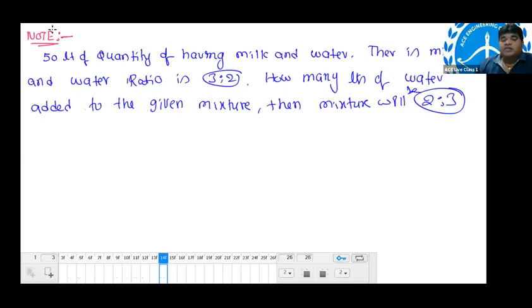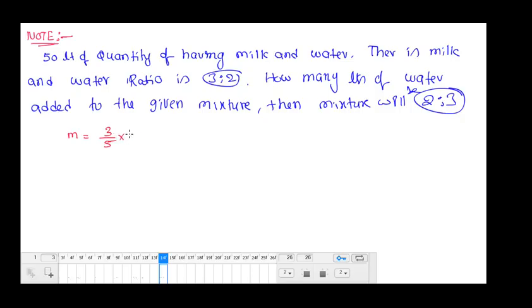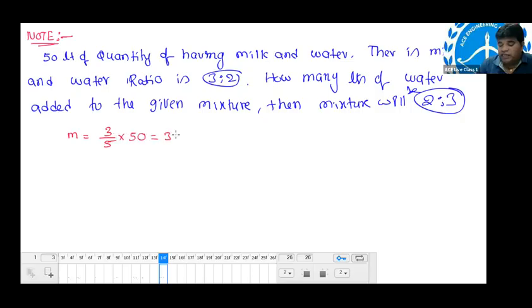Suppose the same question is repeated from a job point of view, not a GATE point of view, such as in a government job or campus placement. First, I will explain the original method. Total 50 liters. I want to calculate the milk quantity in the 50. Milk is 3/5 into 50, which is 30 liters. Water is 2/5 into 50, which is 20.